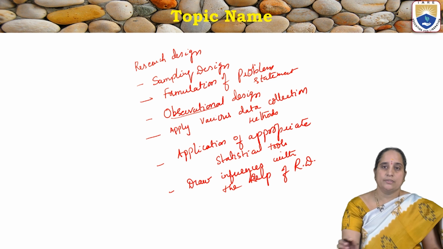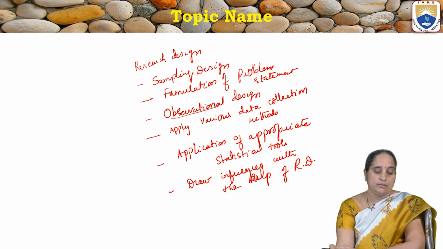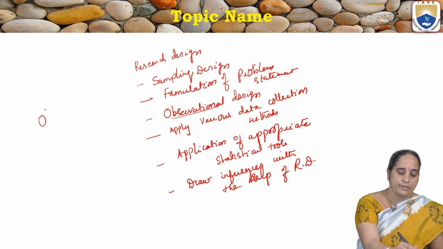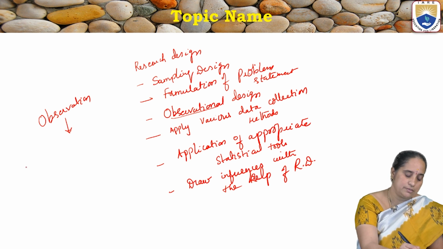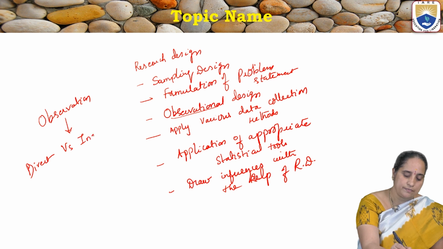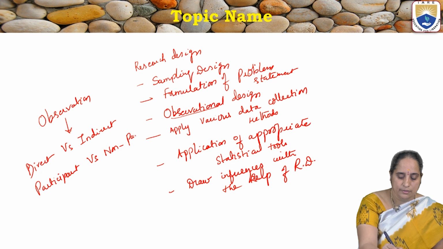So just I want to discuss observational design. Observation is one type of primary data source method where people generally observe things. There are different types of observational methods. One is direct observation versus indirect. And the second one is participant versus non-participant.